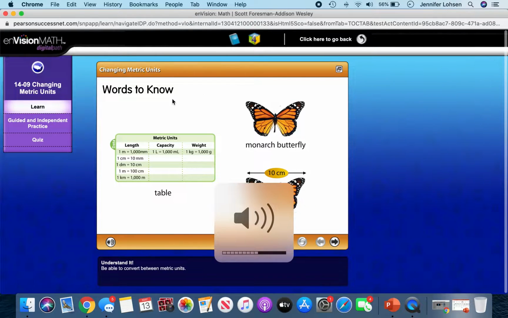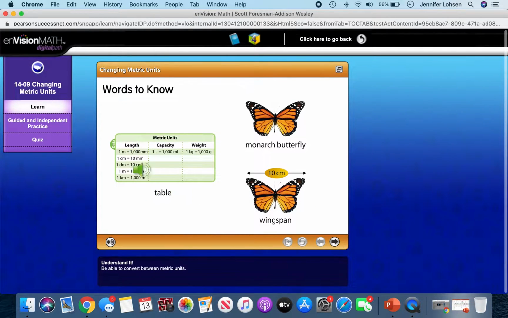So we're changing metric units just like we had a table for the customary units. We're going to have one for metric units as well, which I will provide to you guys. I'll show you in a little bit what I'm actually going to send to you guys as a PDF so that you can use it as a tool to help you out. We also have a monarch butterfly here, and the wingspan. Wingspan is how long something is from end to end, from wing to wing, okay? And it's 10 cm. Cm stands for centimeters, okay?